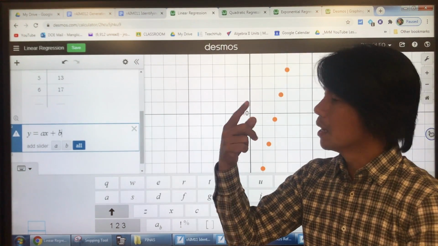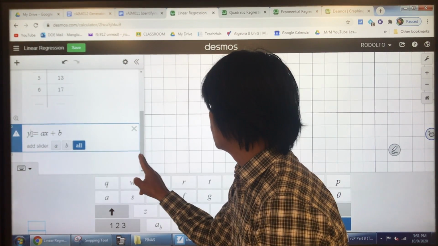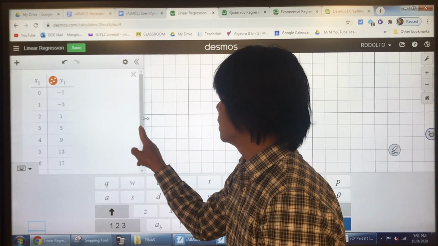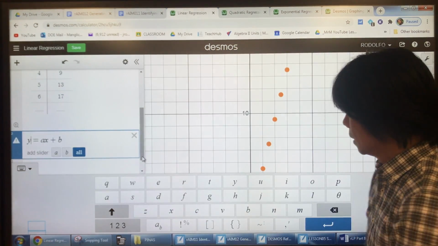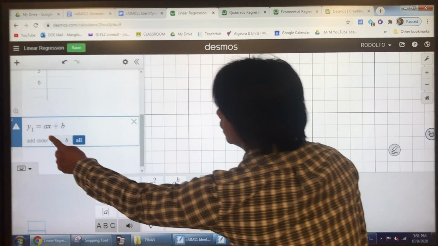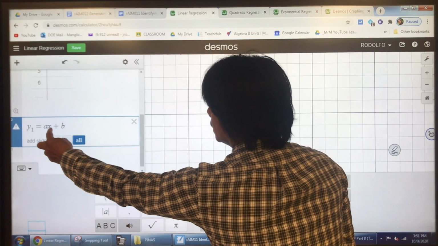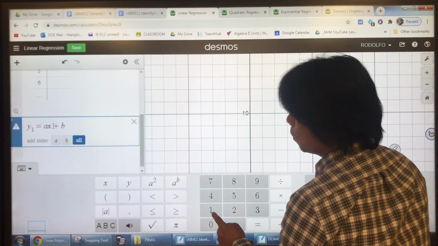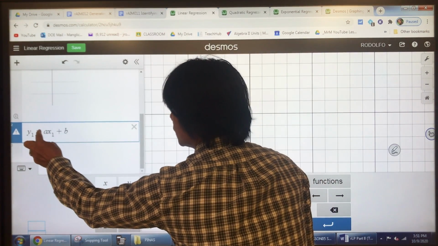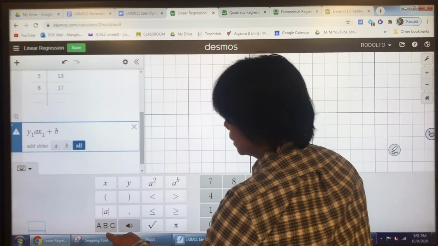Why? There are two things. One, you need to put y sub 1 and x sub 1 right there. Why is that? Because in our table, they use x sub 1 and y sub 1. So let me put y sub 1, just clicking 1. Automatically, it will go to the subscript. And then next to x, click 1 also. That's one thing. Another is instead of the equal sign, you need to use the squiggly line.